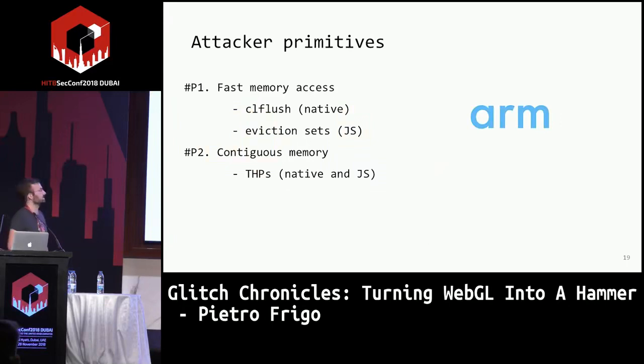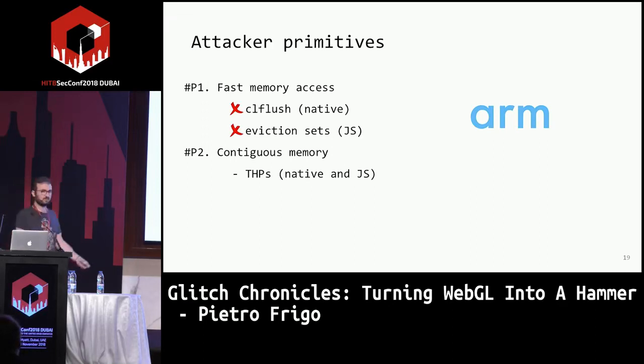Now, this is all cool, but this is the way they were doing it on x86. How does this work on ARM? Well, CLFLUSH is a privileged instruction on ARM, so we cannot use it. And we couldn't use it anyway because we want to do it from the browser, so this is not really of any help. And eviction sets also were not usable from JavaScript on ARM.